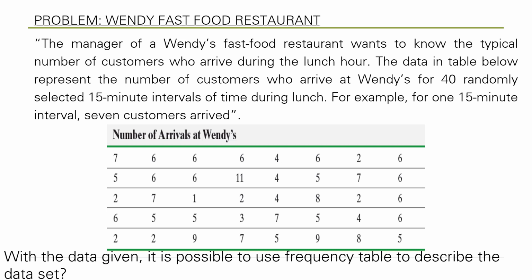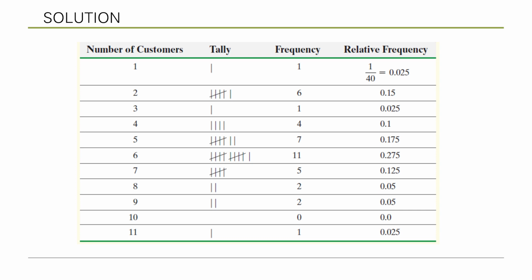Look at this problem. Let's say I have data set that represent the number of customers arrive at restaurant in 15-minute intervals. In total, the observation is 40 randomly 15-minute intervals. With this data, is it possible to use frequency table to describe the data? The answer is yes. This is the frequency table generated for this data.